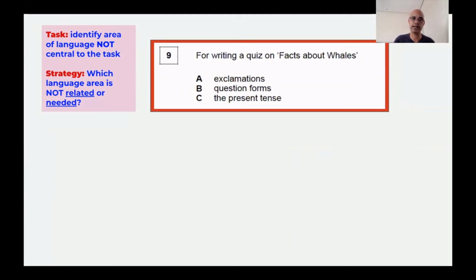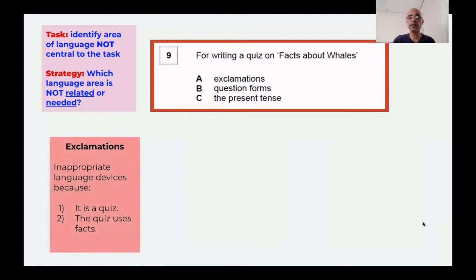So question 9 reads, for writing a quiz on facts about whales. Again, it's a writing exercise. What are students writing? A quiz. So we know what quizzes contain. This is important for determining which area is not central. And what is in the quiz? Facts about whales. This is important. So a quiz being written and including facts about whales.